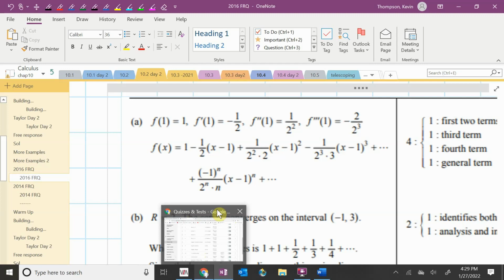So 10.2, I don't know if we have totally finished 10.2. I might start 10.3 on Tuesday, but we probably need a quiz soon on 10.1 and 10.2.